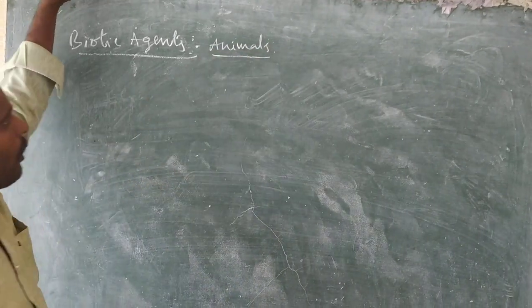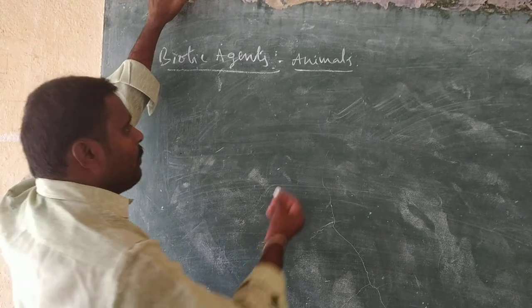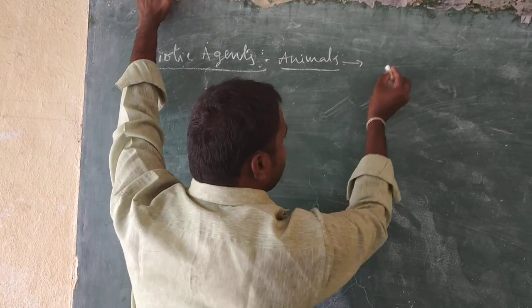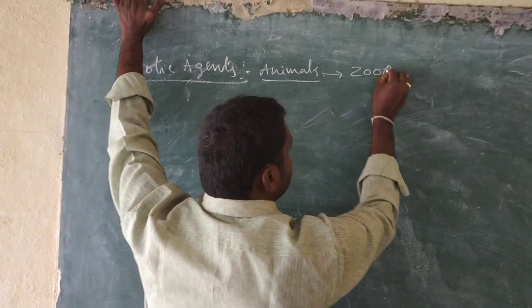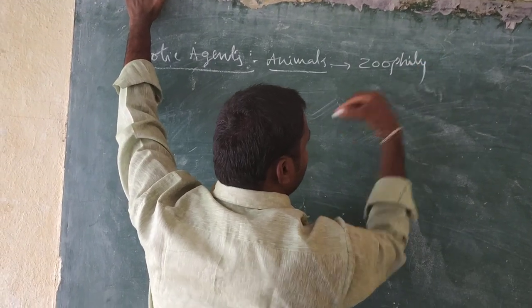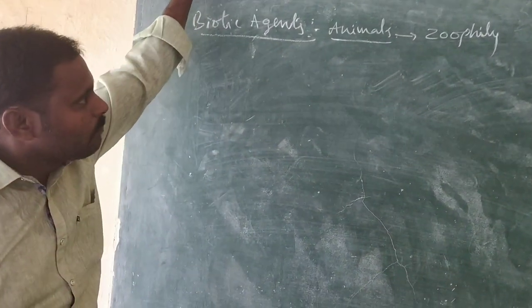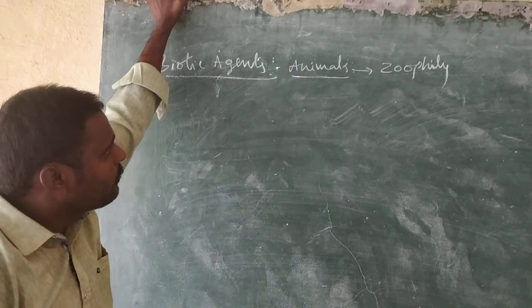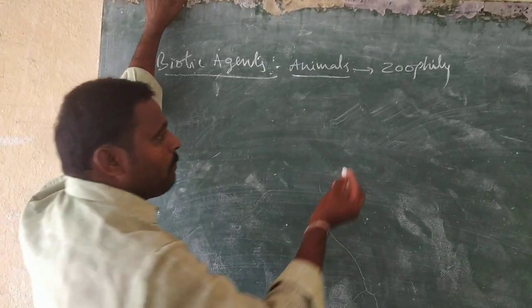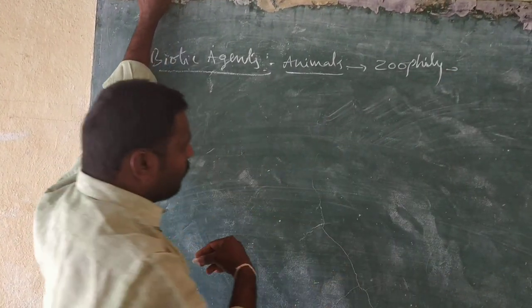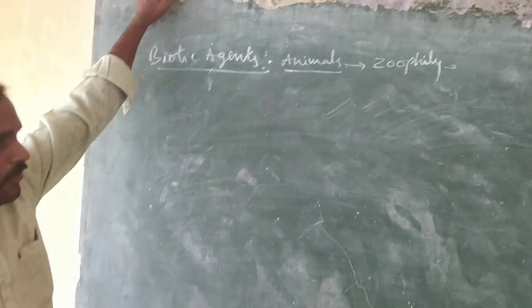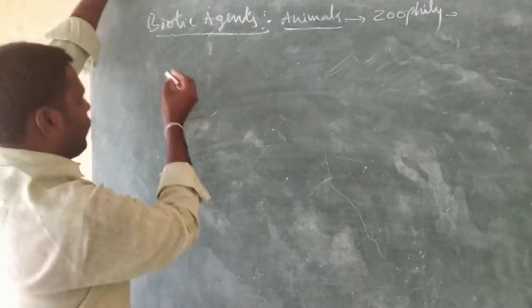Animals are the biotic agents. But the pollination that takes place through animals, that is called zoophily. So what is zoophily? Pollination that takes place through animals is called zoophily. But here, depending upon the pollinating agents, zoophily is of different types. So what are those different types?